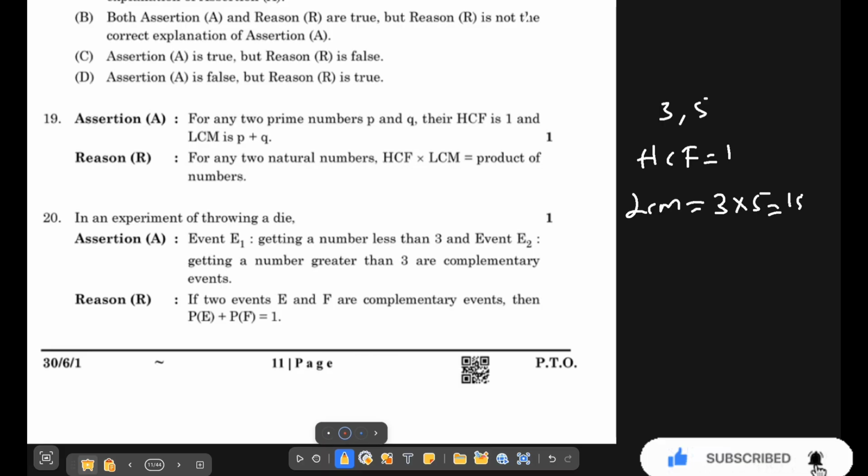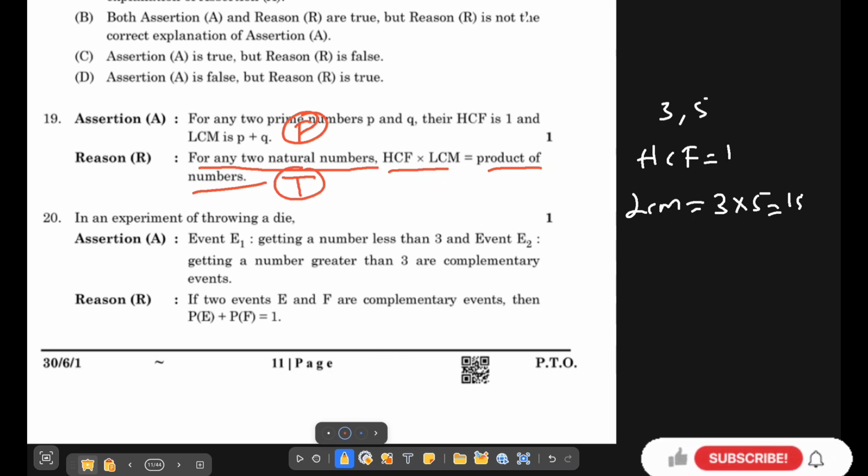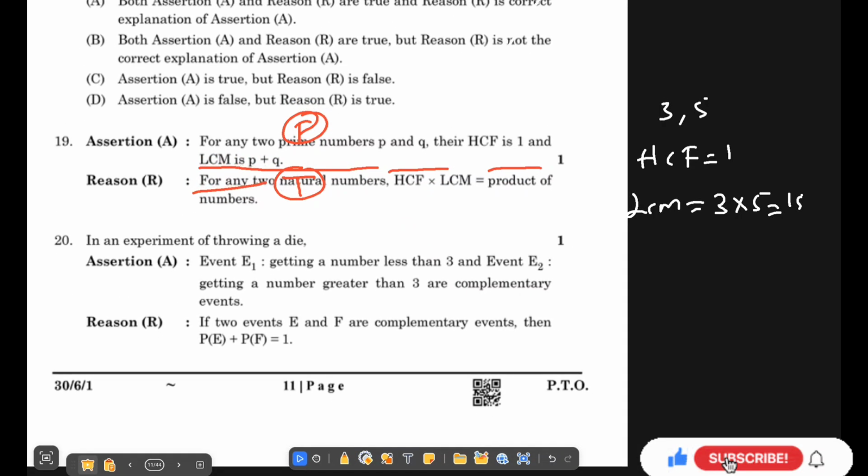So now the assertion is false. For any two natural numbers, HCF into LCM is equal to the product of the two numbers. Yes, true. HCF of the numbers into LCM of the numbers is equal to the product of the two numbers. So the assertion is false, the reason is true. Which option do we have to choose here? A is false, R is true. Option D we have to choose.